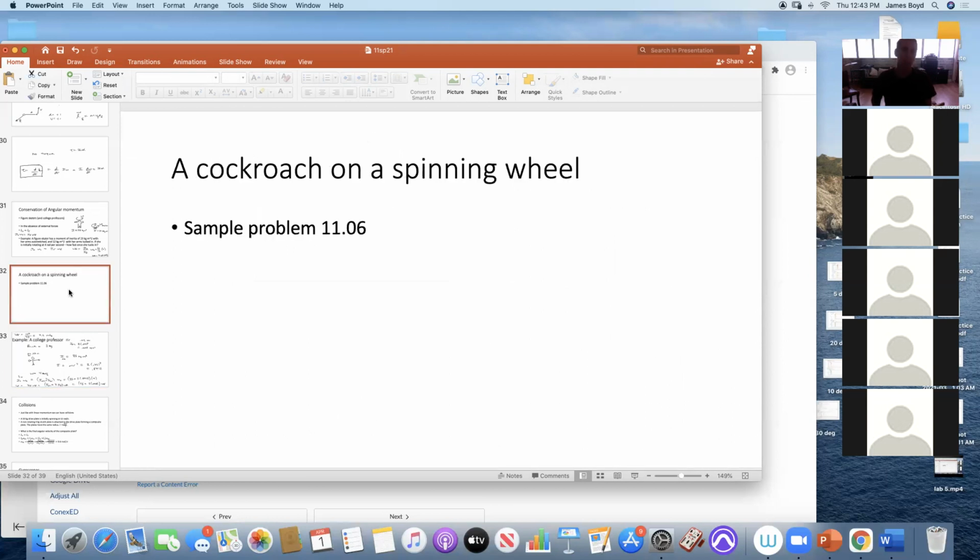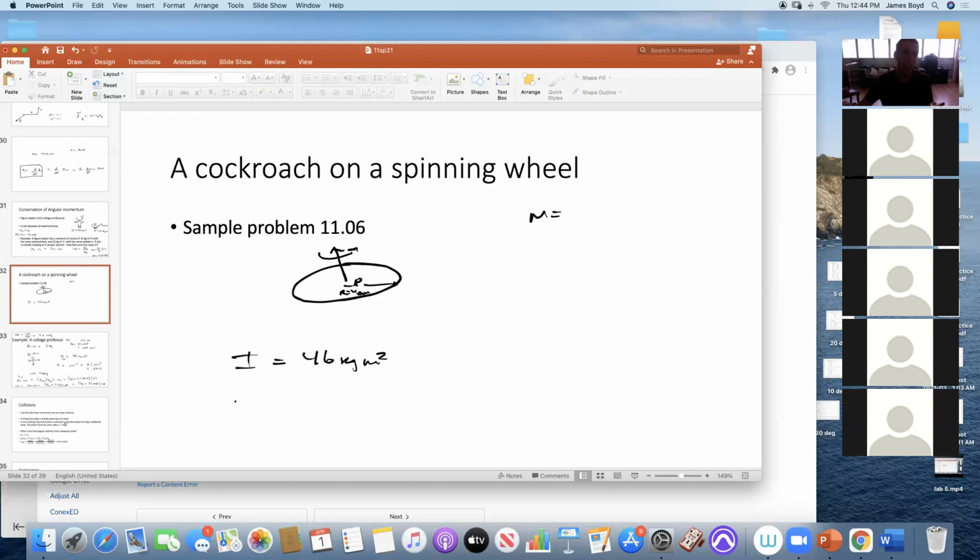One other sample problem that I don't know why they do in every physics book is a cockroach on a spinning wheel. There's a sample problem in your book. So imagine this is like a pottery wheel and there's this big cockroach at an initial radius of 4 centimeters, and then it's going to move out. The wheel itself has a moment of inertia of 46 kilogram meters squared. It's initially spinning with omega equal to, let's say, 2 rad per second. The cockroach has a mass of 1 kilogram. It's a huge cockroach, and it's going to move out.